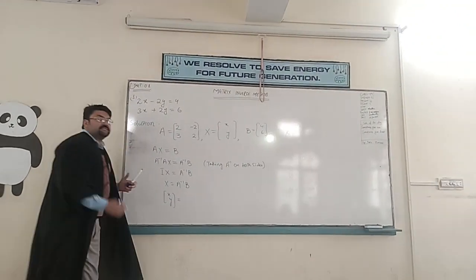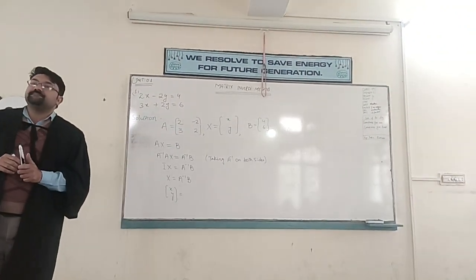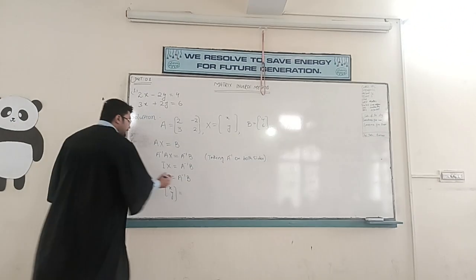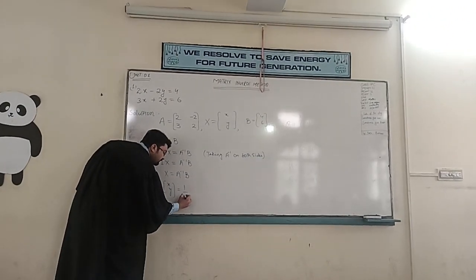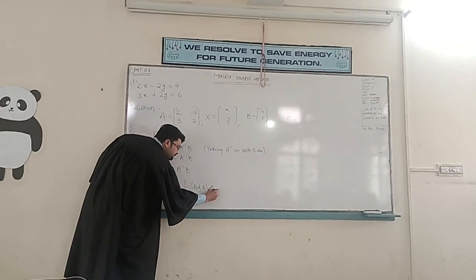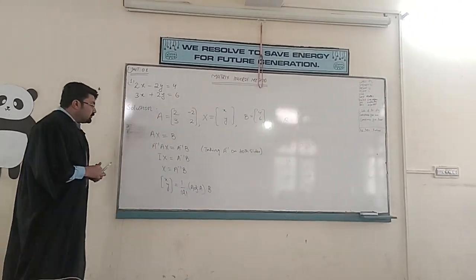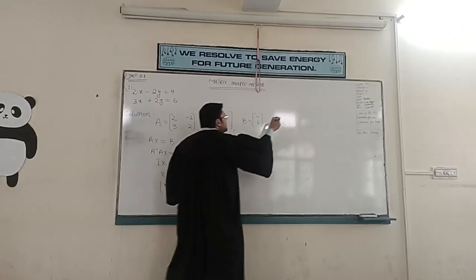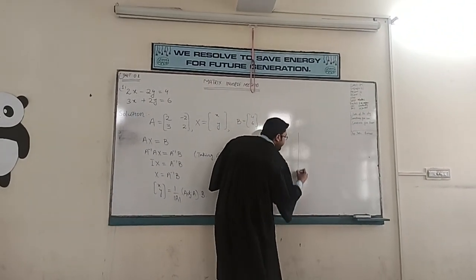Okay, the formula of A inverse is, yes? 1 by determinant of A into adjoint of A. So X is 1 by determinant of A into adjoint of A into B. Okay, so now we will find the values of determinant and adjoint of A.